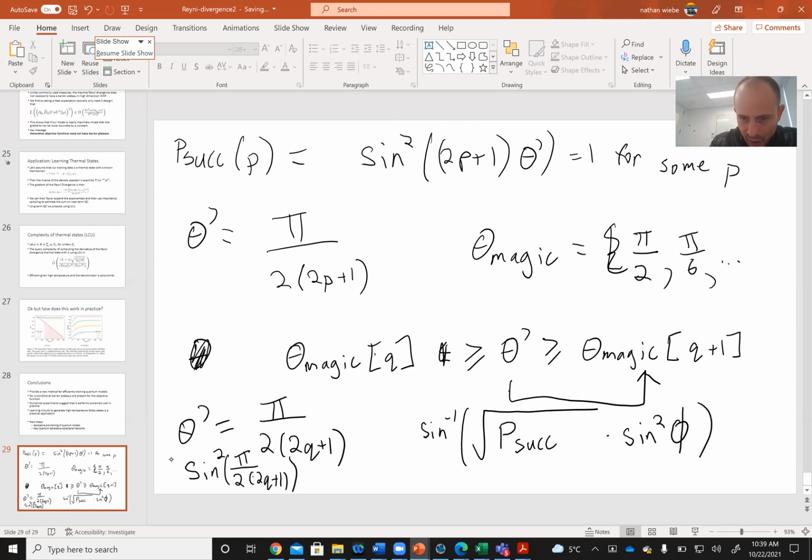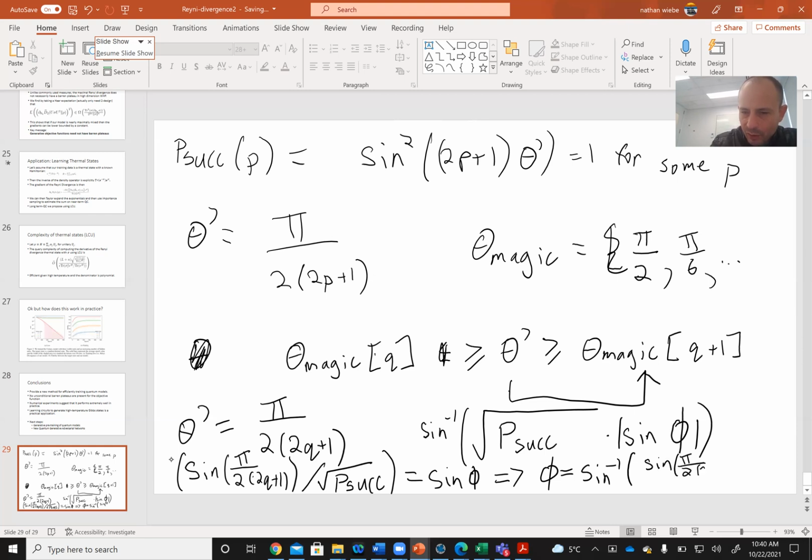Let me just make sure that I'm doing this right. Oh, it shouldn't be sine squared. I think it should be the absolute value of sine. There we go. Actually, I guess I don't need to do that. I just need to take the sine of this and divide through by the square root of the probability of success, and this is going to be equal to sine phi. And so we can invert this by saying that phi is equal to the arc sine of sine of pi over 2 times 2q plus 1, divided by the square root of the probability of success.